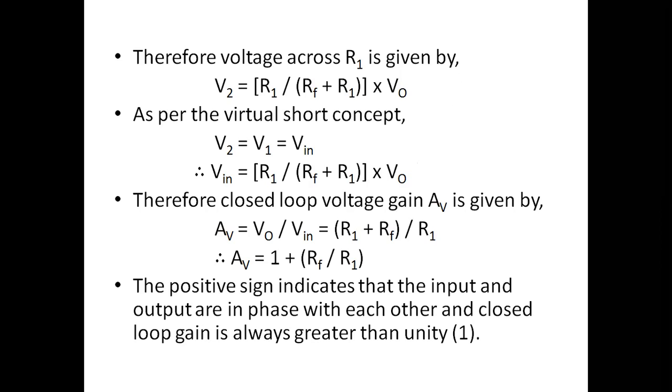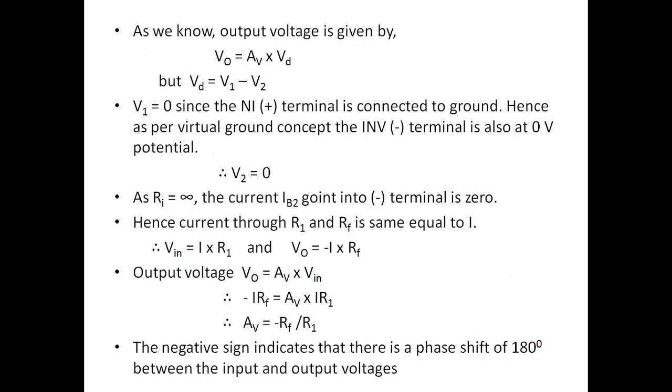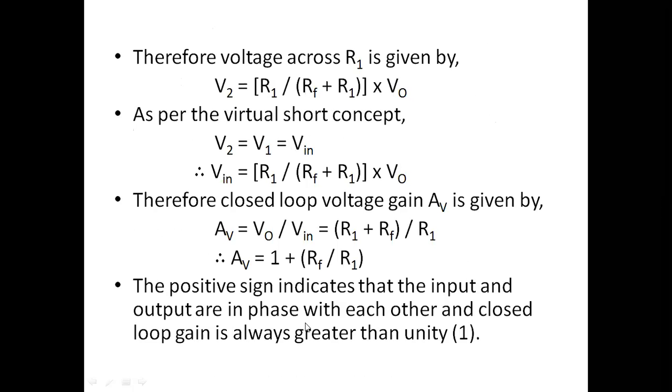So we can see here input and output are in phase with each other, and the closed loop gain will always be greater than unity. If you see the voltage gain equation for the inverting amplifier, you get RF by R1, but it is negative because we get the 180-degree phase shift. But in the non-inverting amplifier, you get 1 plus RF by R1. So you can say that the voltage gain will be greater than unity.